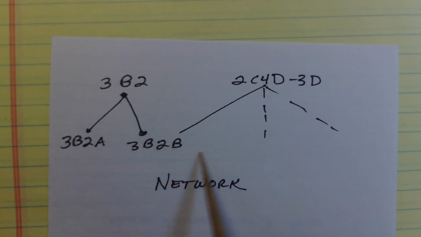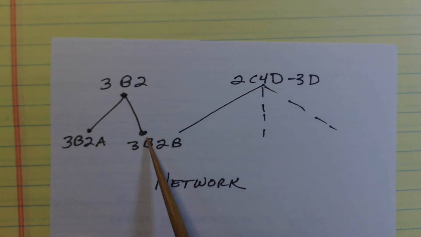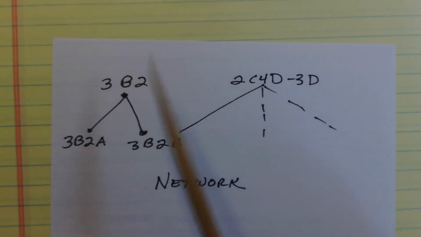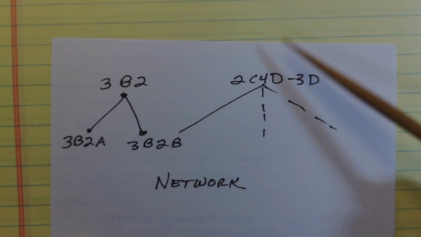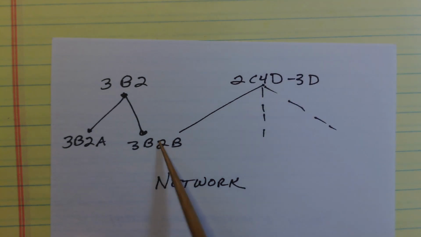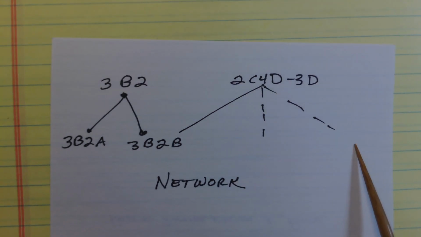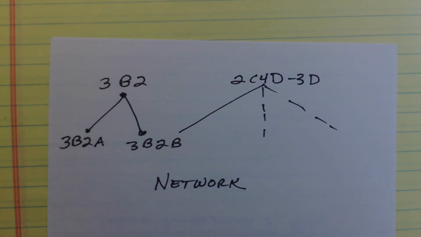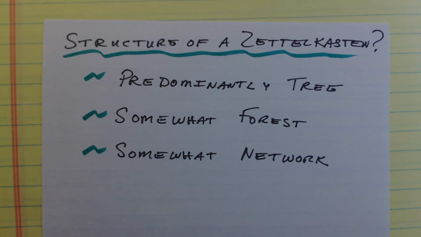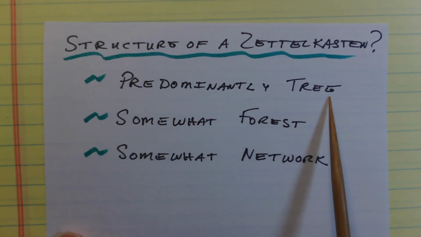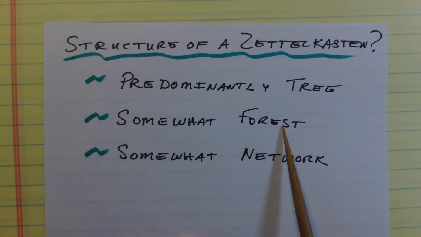Now you have a network. Here's your little subtree, and it presumably has a parent. This one also presumably has a parent, and they link to the same card. So now you have the shaping of a network. And presumably it could also have child cards added to it, which would simply add to its directory card. So what is the structure of a Zettelkasten? Well, it's predominantly a tree. In some ways, it's like a forest.